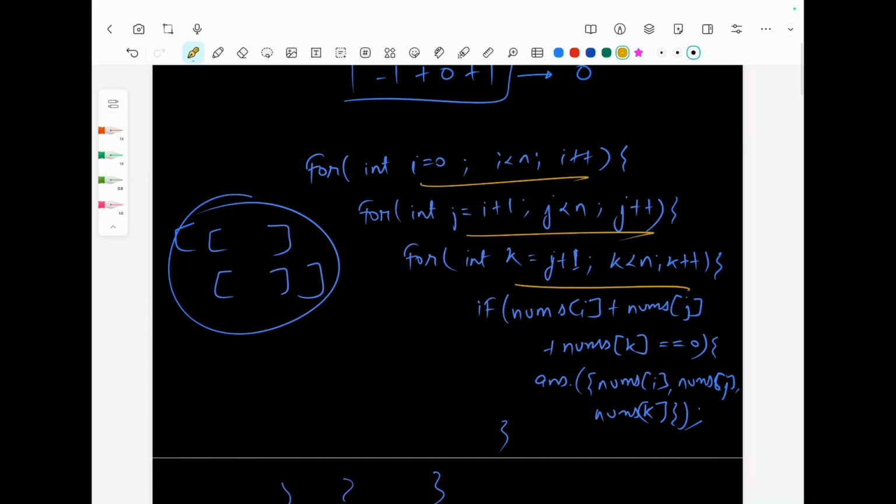So the time complexity will be n cubed, right? Because we are running three loops and all of them are nested, and the space complexity will be 3n, right?